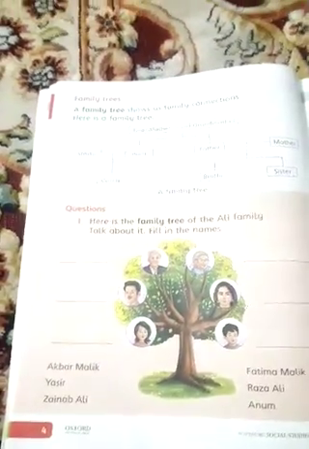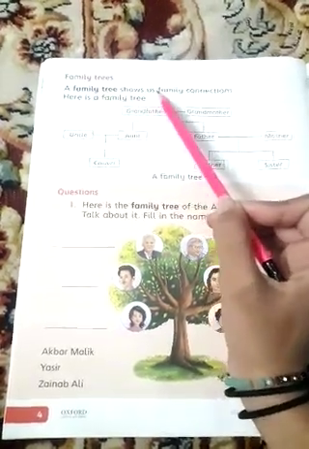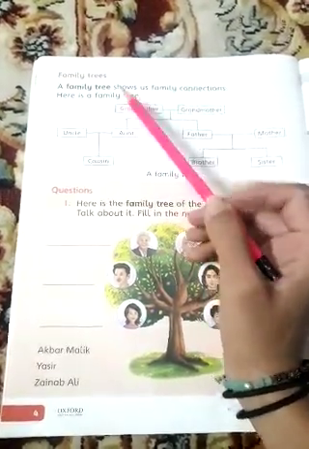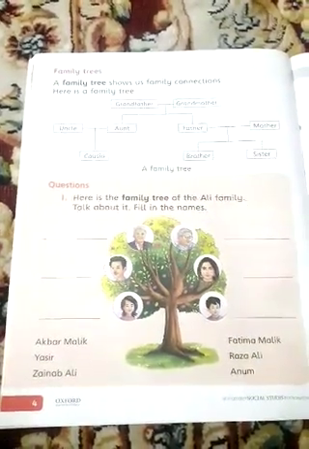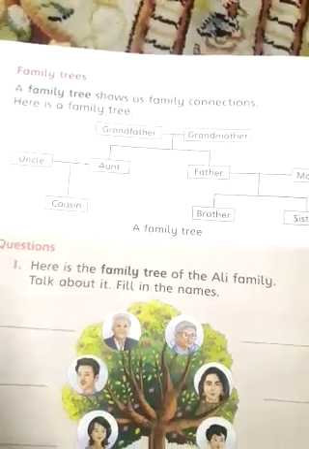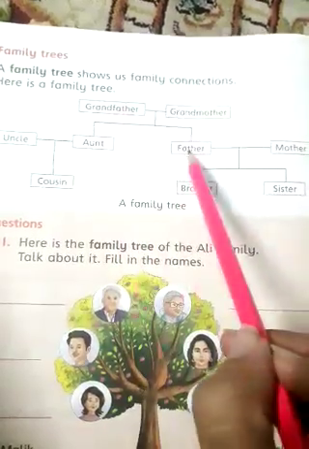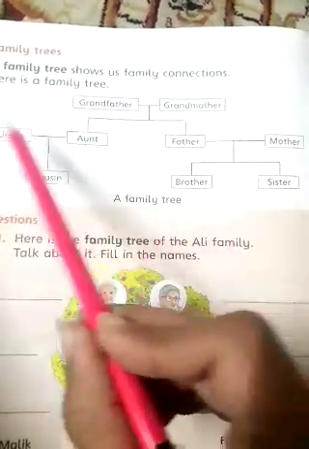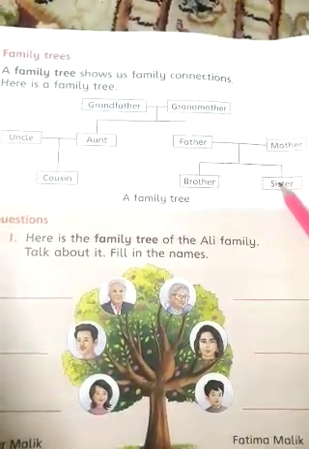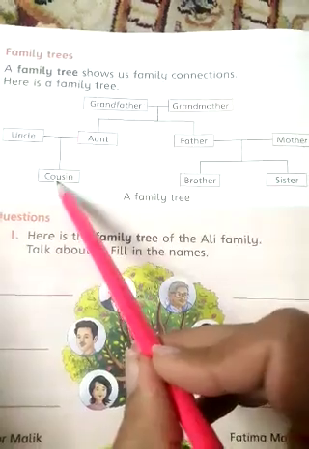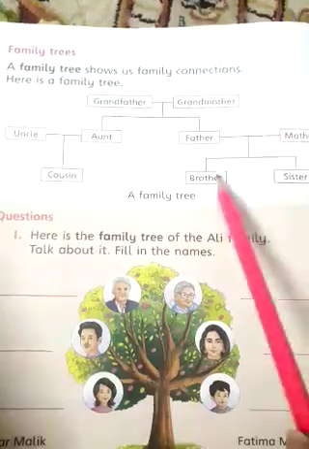Take out your social studies book and open page number 4. Family trees. A family tree shows us family connections. Here's a family tree. Grandfather, grandmother, they are connected to each other, and then father, mother, they are connected to each other. Uncle, aunt, they are connected to each other. Brother, sister, they are connected to each other. And then cousin, he is a cousin of both of them.